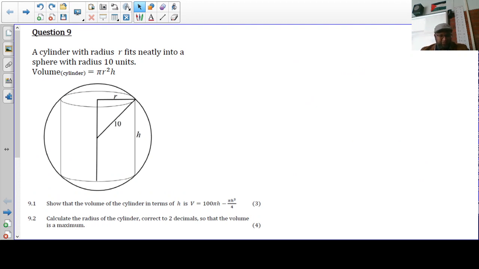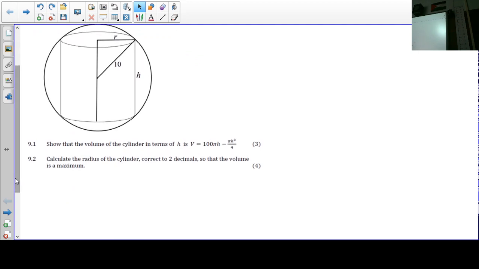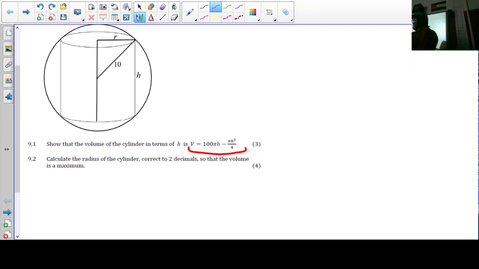Okay, so for question 9, we are told that a cylinder with a radius r fits neatly into a sphere with a radius of 10. The volume of a cylinder is defined as pi r squared h. It means area of base times height. The first question says, show that the volume of the cylinder in terms of h can be defined as the given expression. Remember that since this is given to show or prove, you cannot use it within the proof.